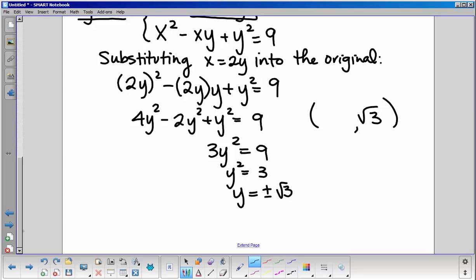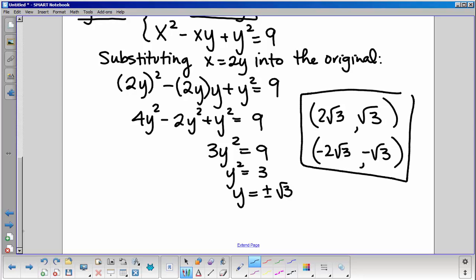Because we know that x equals 2y. So x is 2 root 3, good. And then the other point is going to be when y is negative root 3, x is negative 2 root 3. So these are the coordinates where the tangent lines are vertical. So do you believe that? Sure.